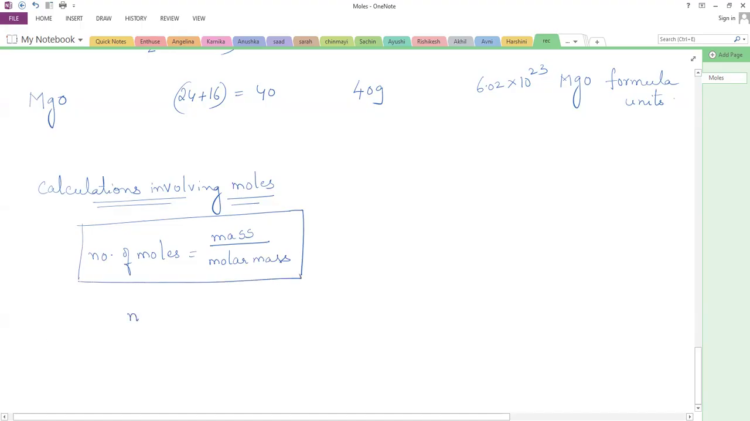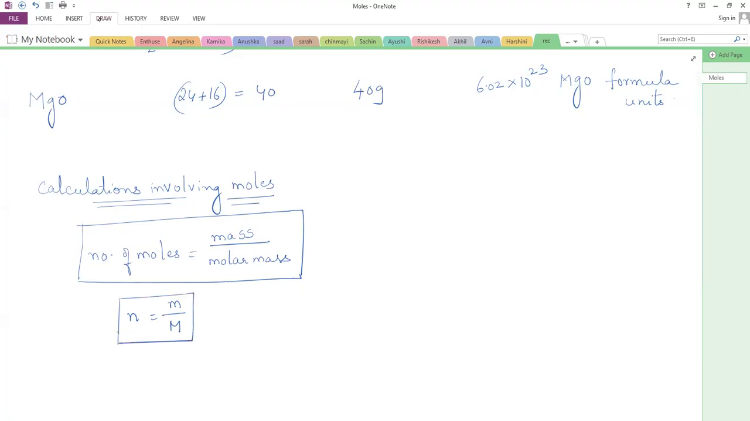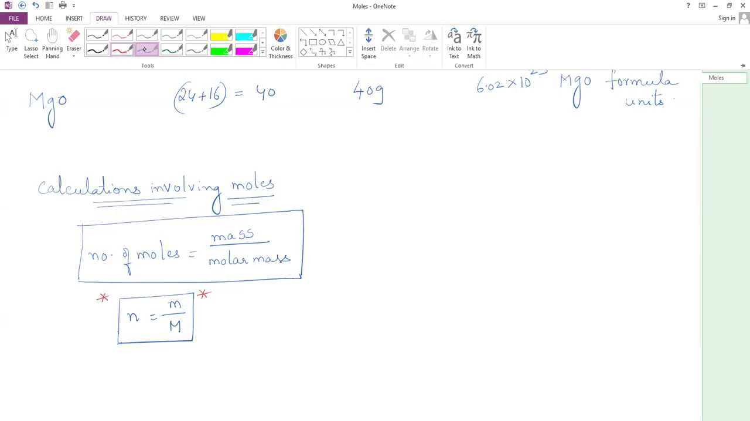So number of moles is represented by n, mass by small m, and molar mass by uppercase M. So the formula is n equals m by M. Number of moles is equal to the mass of that particular substance divided by the molar mass of that particular substance.